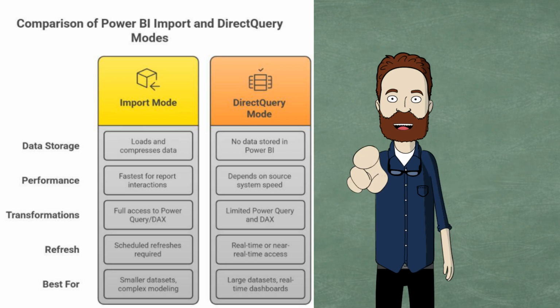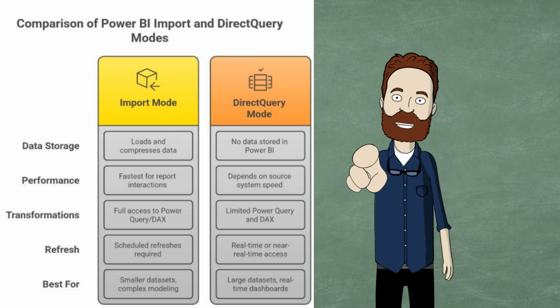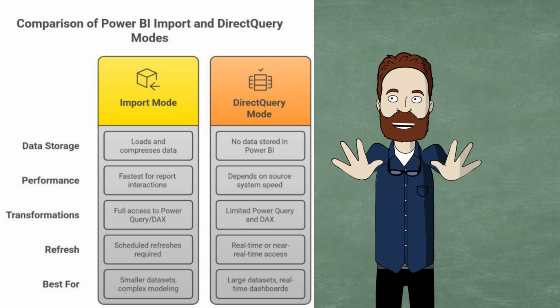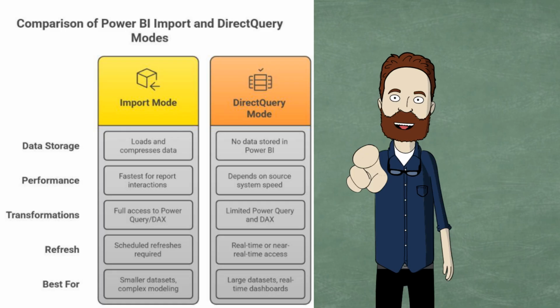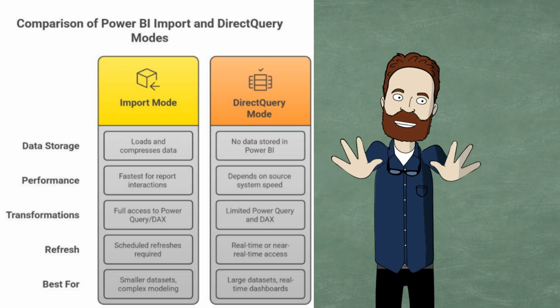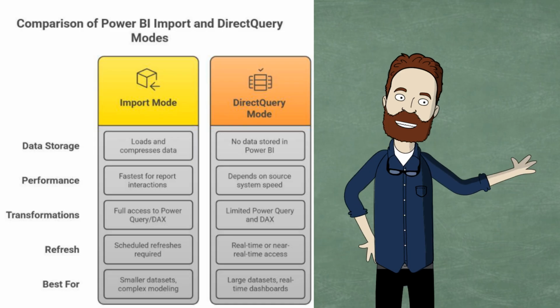The second option is direct query. In this mode, Power BI does not store the data locally. Instead, every visual sends a query directly to the source system. This is useful for near real-time reporting, but performance depends heavily on the source database. The third option is dual or composite mode. This combines import and direct query, allowing some tables to be stored locally while others remain directly connected.